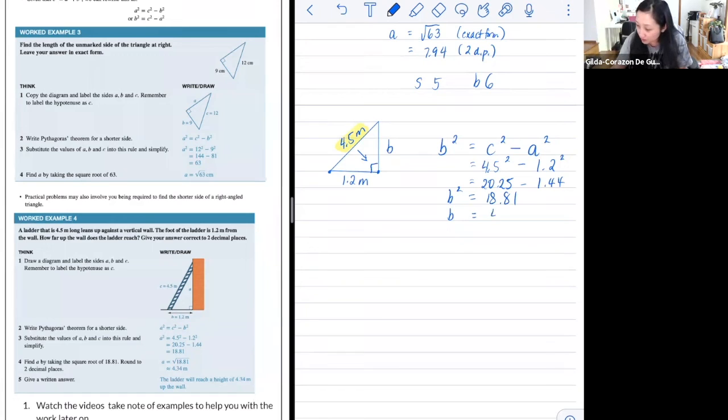4.34, well done, because it says there it's 4.337. Round the number to 2 decimal places, right? Because the next digit is a 7, we round up.